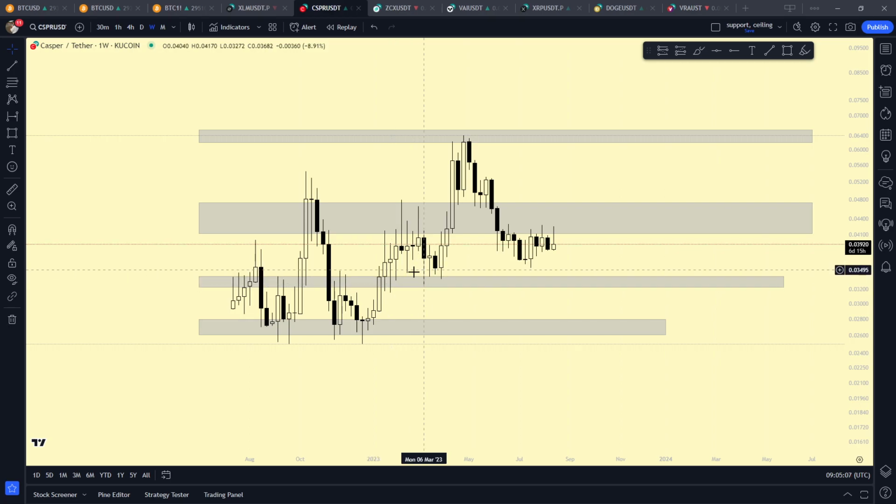We also see that all these wicks are going there because the market is fishing for these stop losses, right? Because if these stop losses get liquidated, then you get a lot of volume and you can make the market go crazy.